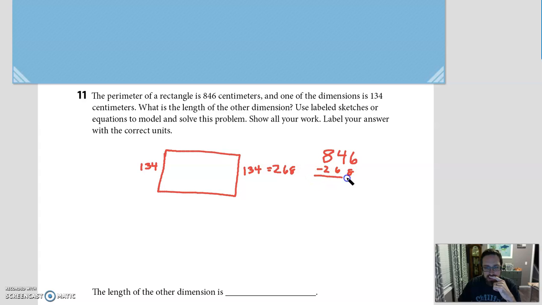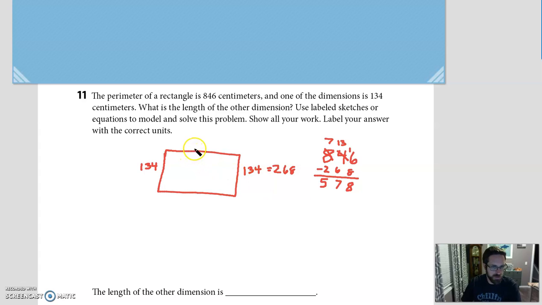268, okay. So how far away? Well, I could do standard algorithm. So let's see, can I take 8 away from 6? No, I'd have to borrow. That becomes a 3. This becomes 16. 16 minus 8 is 8. See, I can't do 6 minus 3, so that becomes a 7, and I bring 10 over. 13 minus 6 is 7, 7 minus 2 is 5, so I'm at 578.